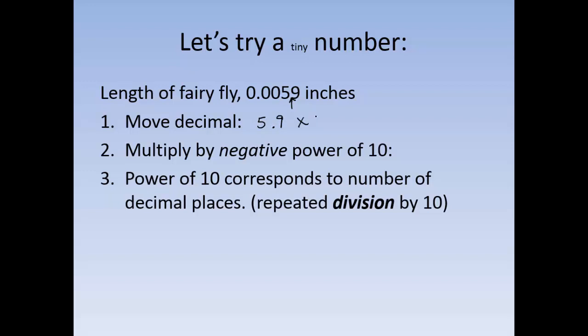Now, if we start multiplying that by 10, it's going to get bigger and bigger and bigger, and we want it to get smaller. So we're actually going to divide by 10 repeatedly. And you can show divided by 10 by using a negative exponent. How many places different is this? 1, 2, 3. Goes backwards 3 places, so we use -3. And that has the effect of dividing 5.9 by 10 3 times.